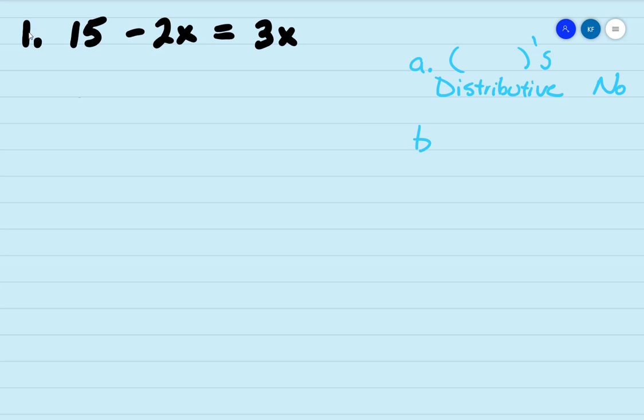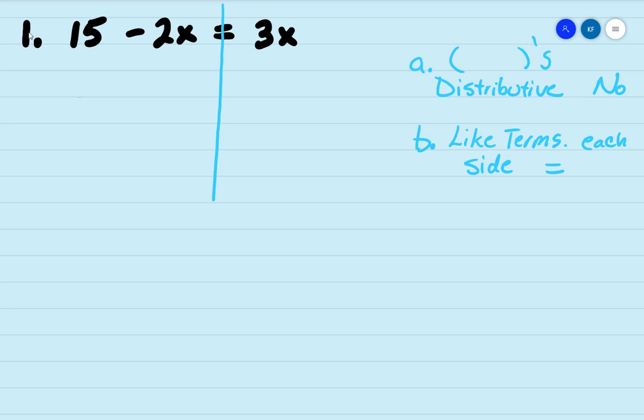Okay, and then B, you want to check like terms. Okay, and let's review what like terms mean. It means on each side of the equal sign. So I have no like terms here because this is an x and a number, and I have no like terms here because I just have 3x.